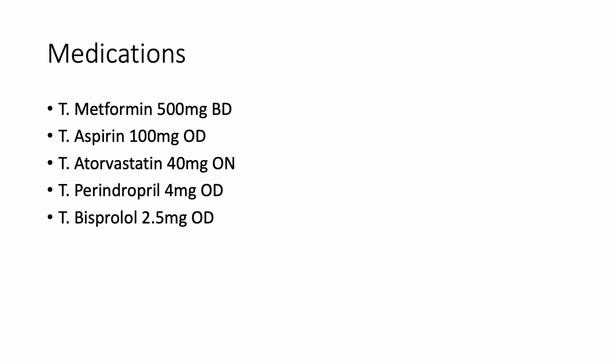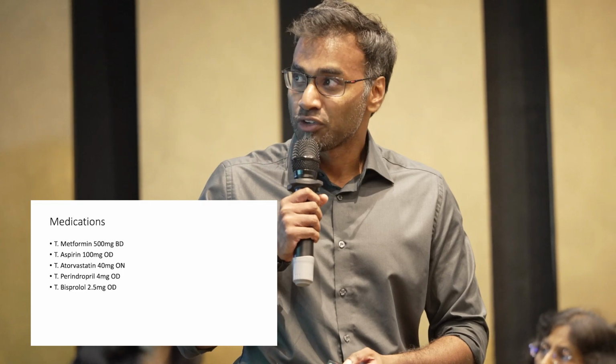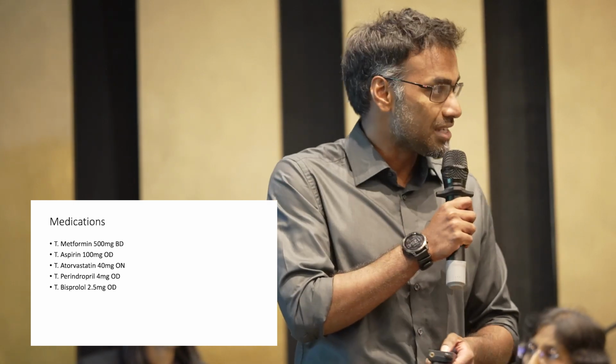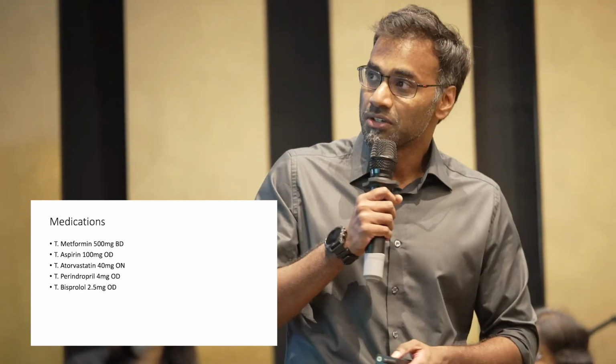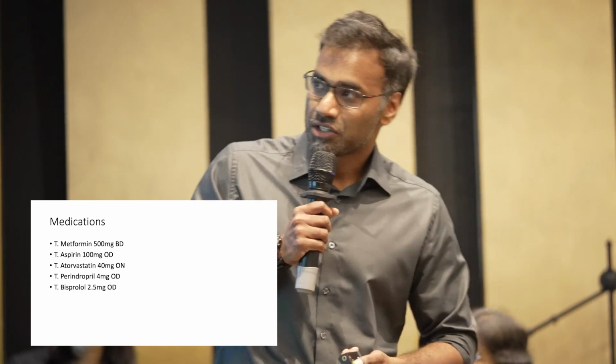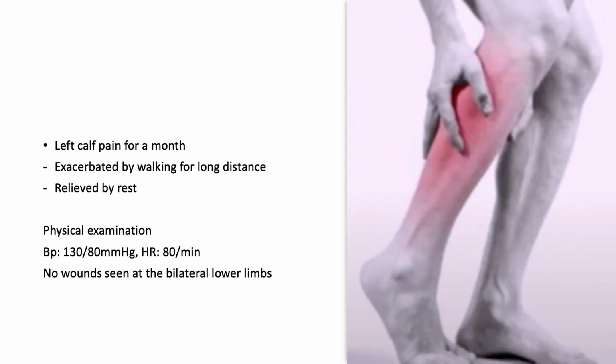Yeah. So now, if we go to the next slide and look at his medication, these are the meds that he's on. He's on metformin for his diabetes. He's on aspirin for the coronary artery disease. He takes atorvastatin for his cholesterol, and he's on perindopril and bisoprolol, both for the ischemic heart disease as well as the hypertension. So he comes for his routine physical checkup, and upon examination, he says that he's been experiencing left calf pain for the past 1 month.